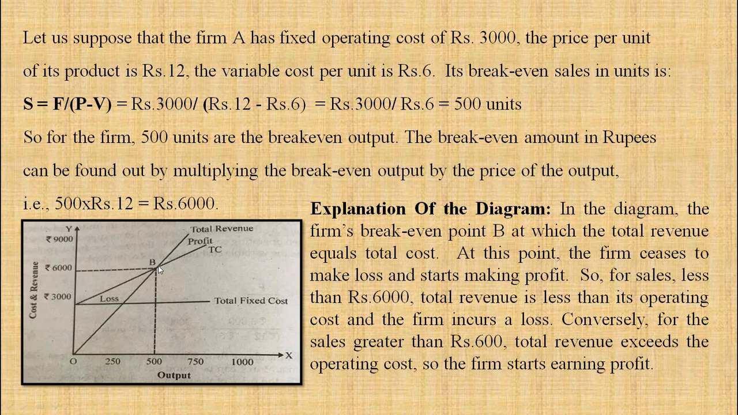So for the sale less than 6000, total revenue is less than operating cost and the firm incurs losses. Conversely, for the sales greater than 6000, the total revenue exceeds the operating cost. So the firm starts earning profit.